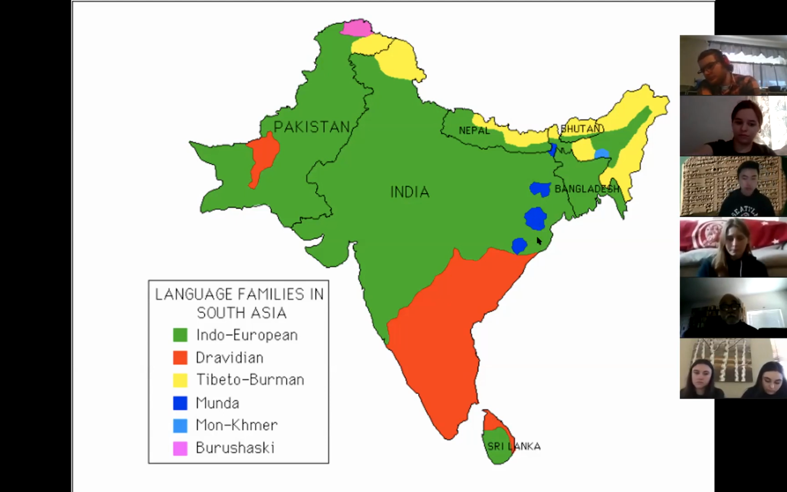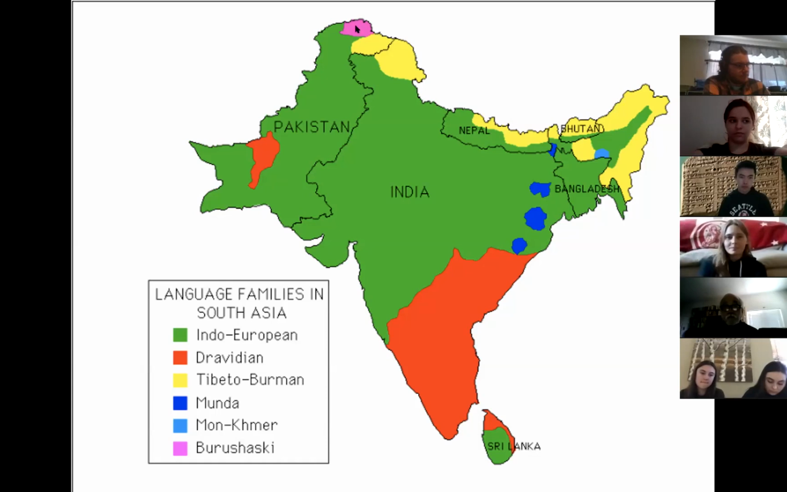So actually in India, they have languages that belong to the Austro-Asiatic language family, related to Cambodian Khmer as well as Vietnamese. Those are the Mon-Khmer languages. And then here, the Munda languages are various tribal languages spoken in Bengal, actually over in the eastern part of India. So many different languages.